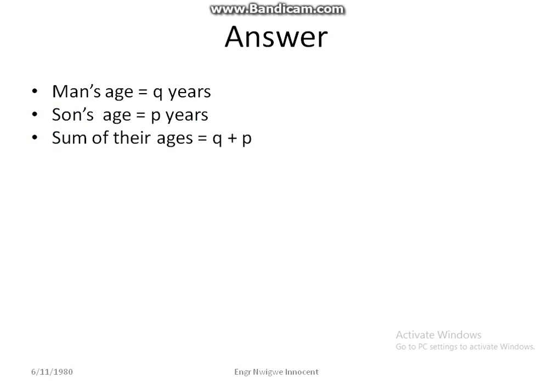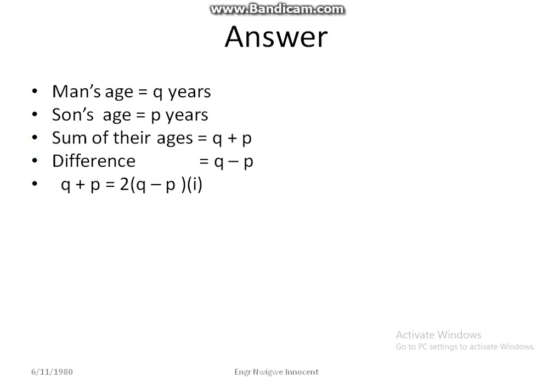Answer: man's age equals Q years, son's age equals P years. Sum of their ages is equals to P plus Q. Difference means minus, then we have equals to Q minus P. P plus Q is equals to 2 times Q minus P. This is our equation 1.